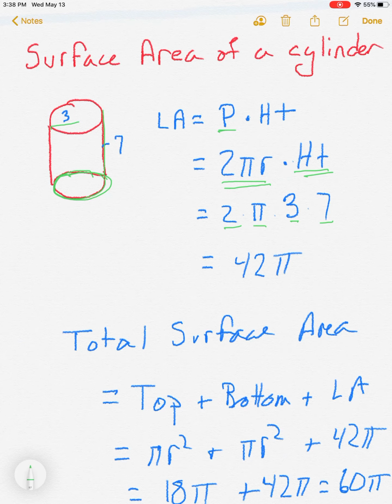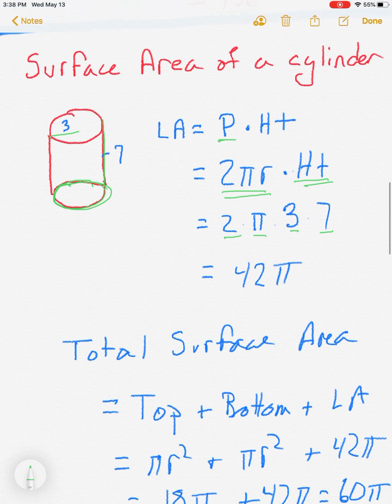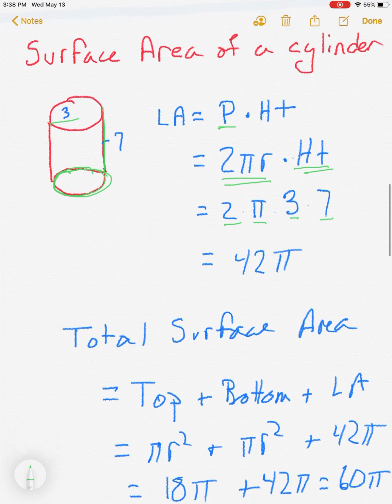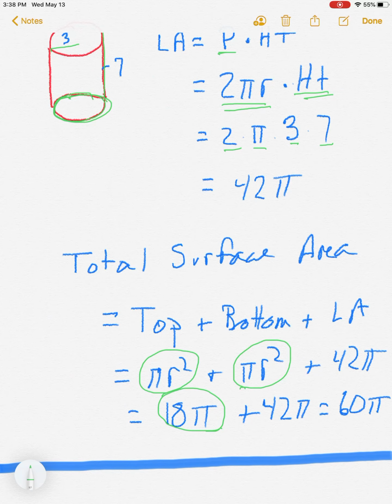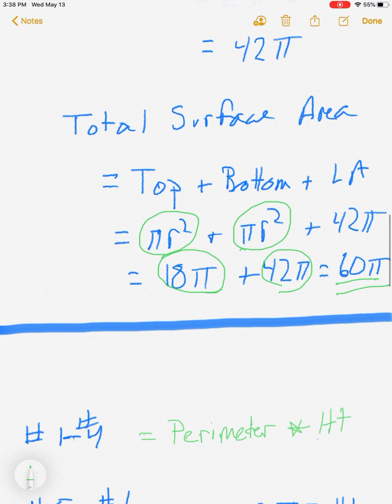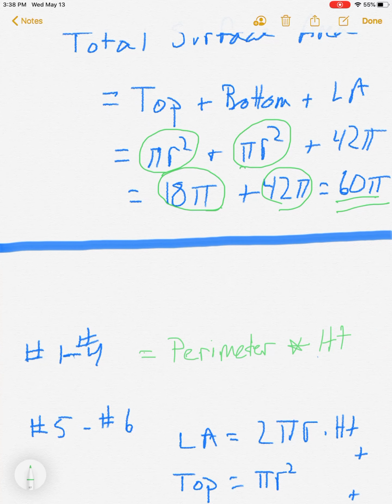If we had to find the total surface area, we would also add the top and the bottom. Both the top and bottom are circles, each having a radius of 3. So that's pi times 3 squared, which is 9 pi, and another 9 pi for the top, giving us a total area of the top and bottom of 18 pi. I add to this the lateral area of 42 pi, giving me the total surface area of 60 pi.